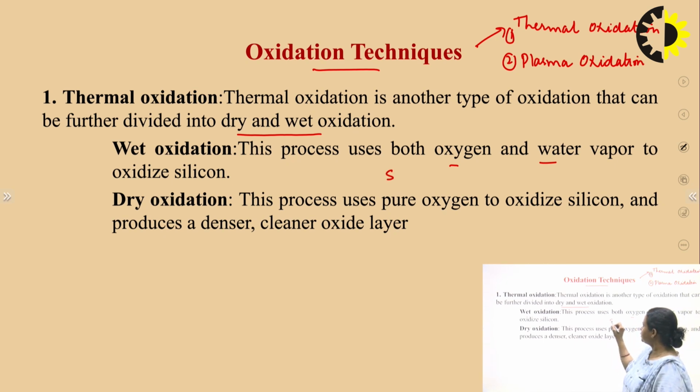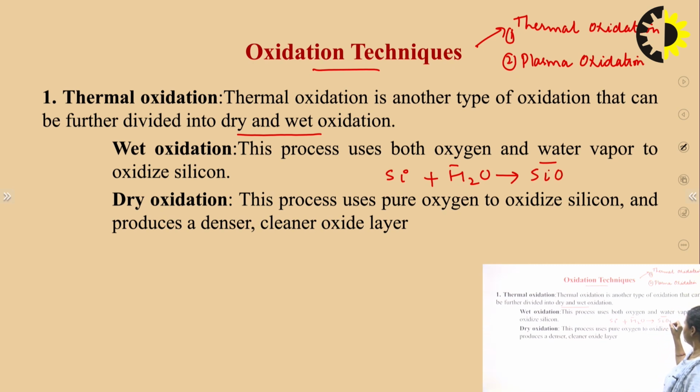So your equation will be like this. Suppose your Si will react to the water vapor and then you will get your SiO2 layer and then your H2 gas will be released, right? In the dry oxidation, the same process is happening, that we are getting an oxidized layer, but here in dry oxidation, the silicon layer gets exposed to pure oxygen to oxidize the silicon and to produce a denser and cleaner oxide layer.